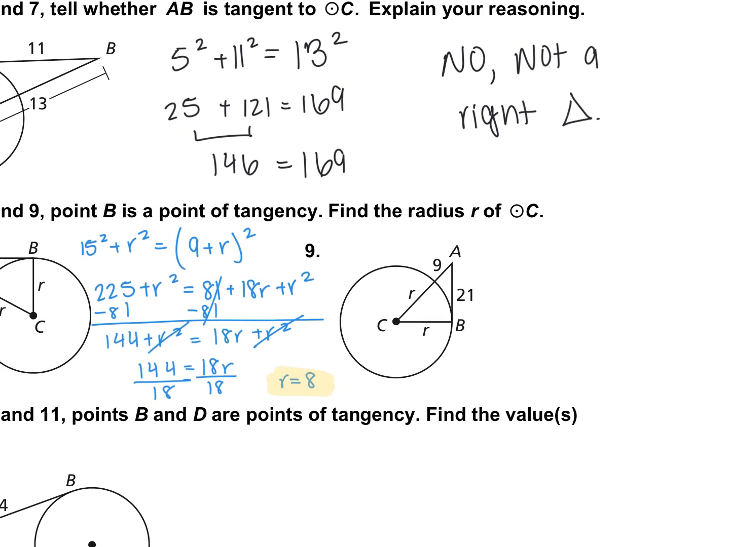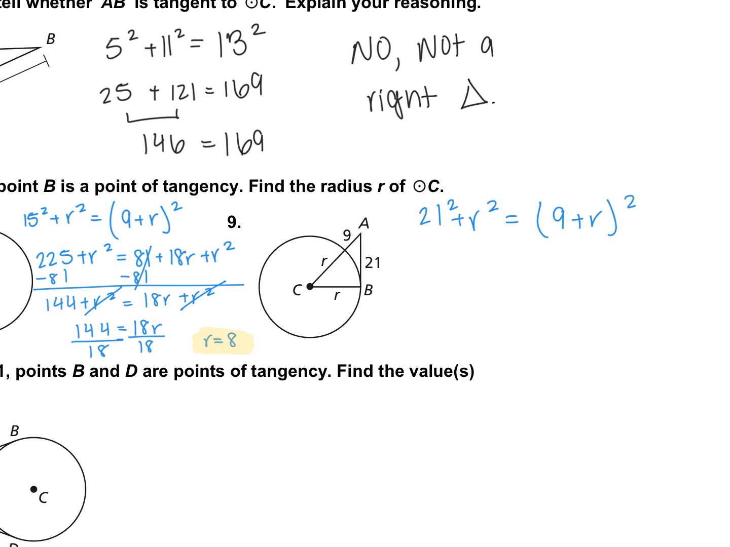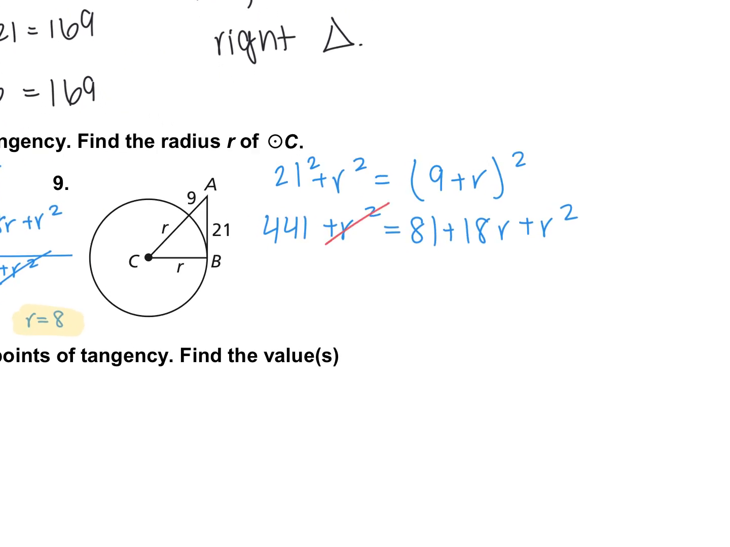All right, doing the same thing for number 9. Solving it the same way, I have 21 squared plus r squared equals, still using the same thing, 9 plus r squared. 21 squared is going to give me 441 plus r squared equals, still using the same thing. And then combining what I can combine. So for this one, my r squares are going to cancel out.